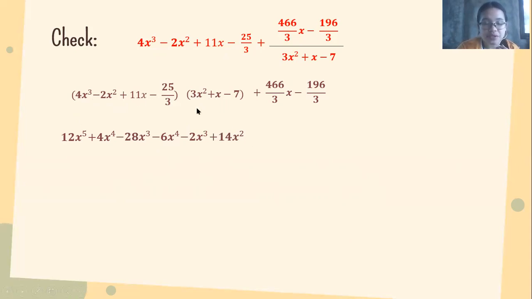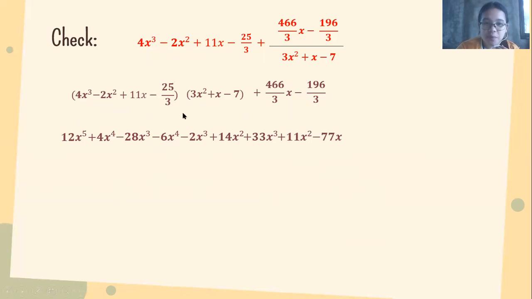11x times 3x squared is equal to 33x cubed. 11x times x is equal to 11x squared. 11x times negative 7 is equal to negative 77x.